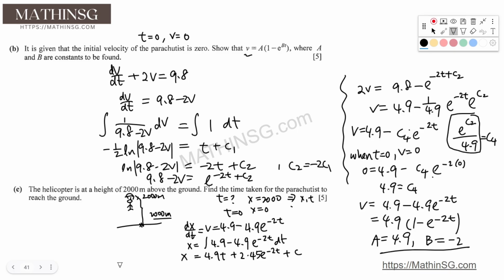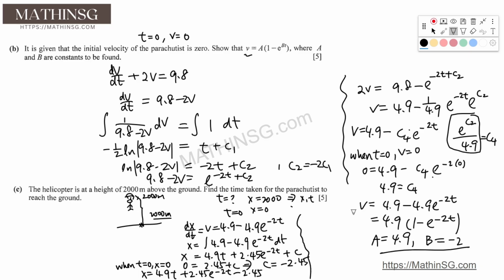So we know that when t is 0, x is 0. So 0 equals 4.9 times 0, which is 0. Then e to the power of 0 is 1. So it's 2.45 plus c. So c is negative 2.45. Okay, so now I know that x is equal to 4.9t plus 2.45 e to the power of minus 2t minus 2.45. So next, what do I need to do?